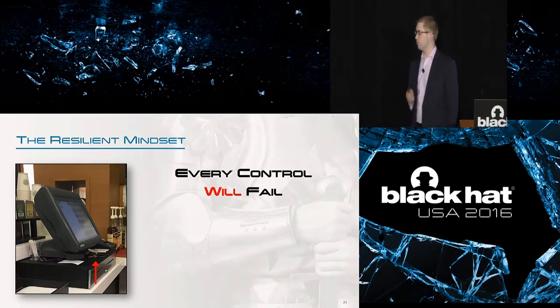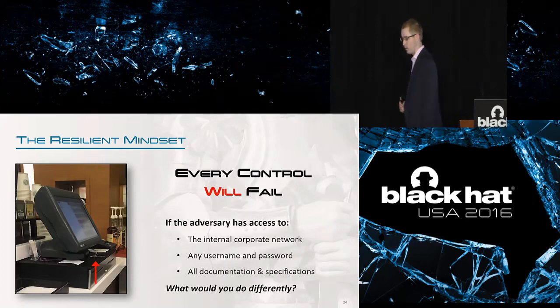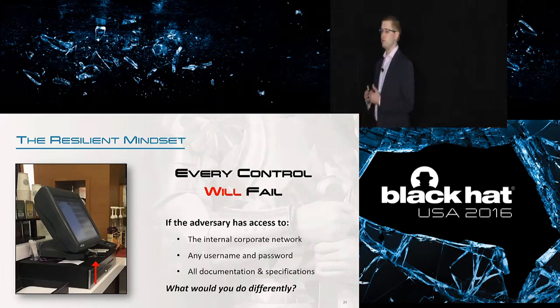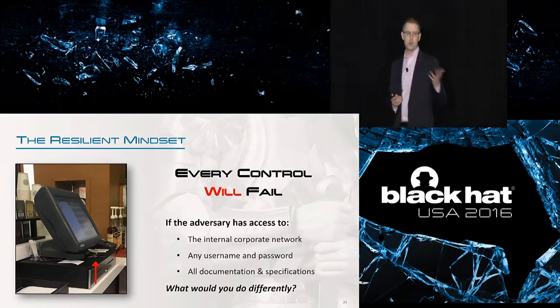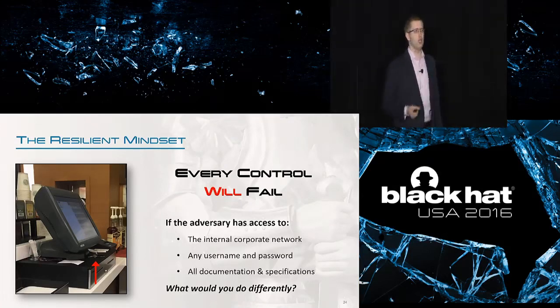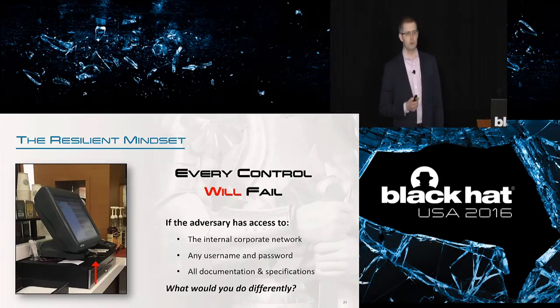So if we assume that every control will fail at some point, if the adversary has access to the internal network, to any given username and password, including your privileged accounts, your service accounts, domain admin accounts, these accounts that allow access to a large degree of your enterprise, and they have access to all documentation and specifications, your internal network diagrams, the vendor documentation, what would you do differently?